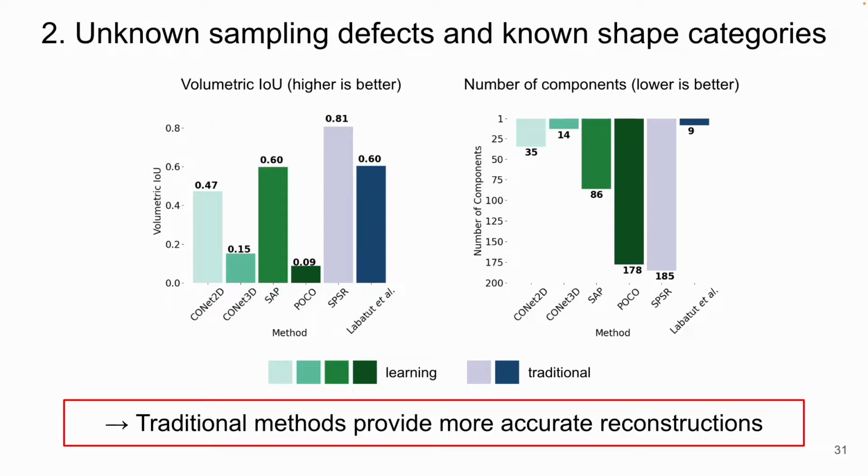And in fact, most learning-based methods struggle with this setting, and the traditional methods perform better. Although again, you can see a sort of trade-off between the number of components and the volumetric intersection over union, which is quite typical for many reconstruction algorithms.